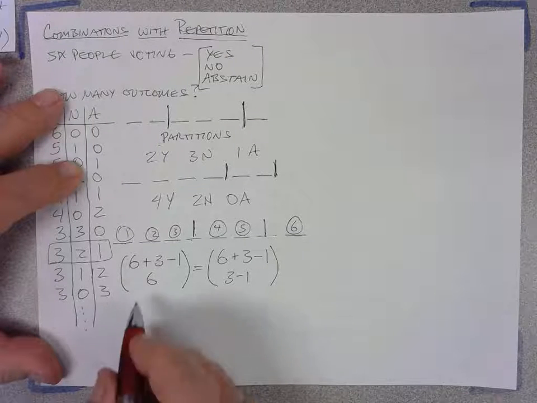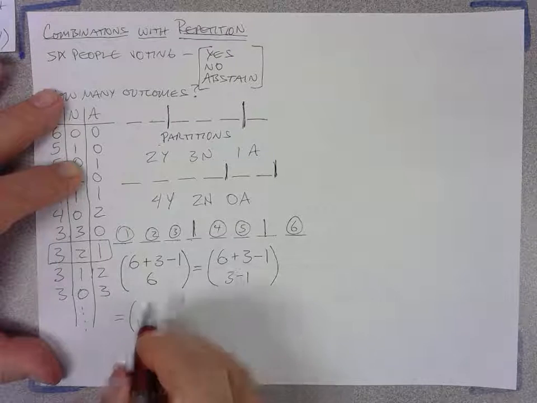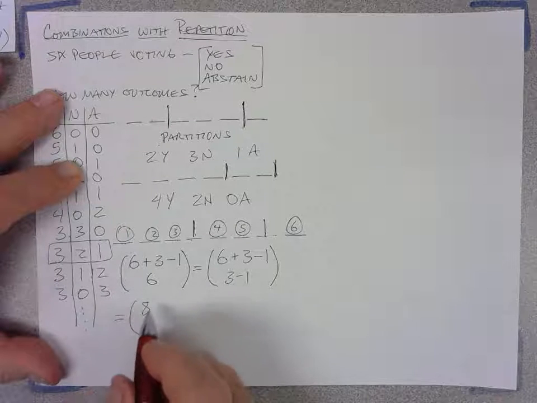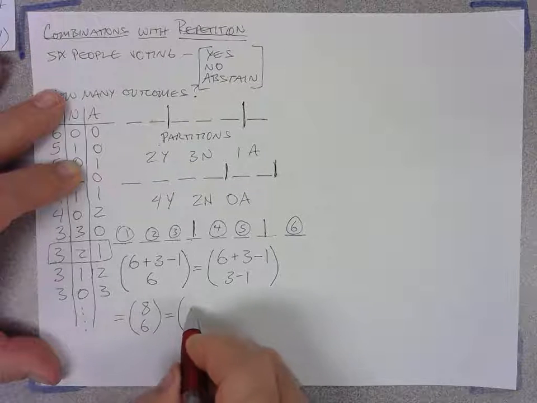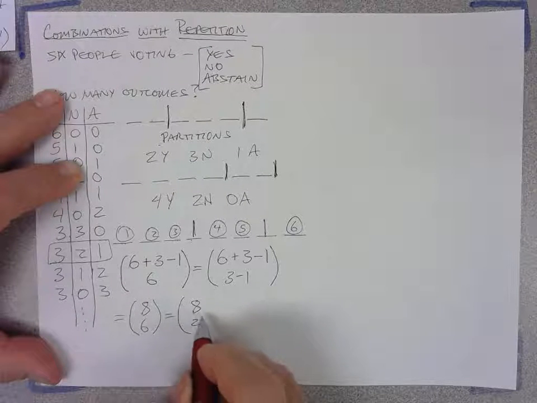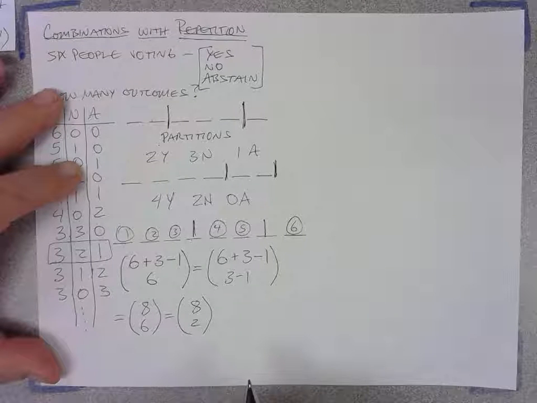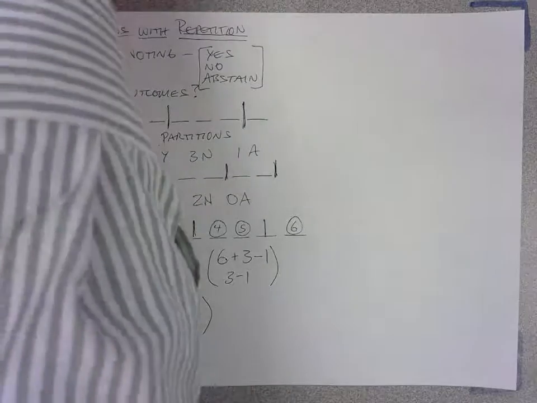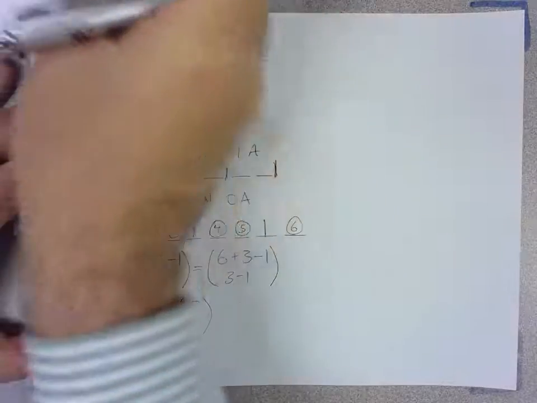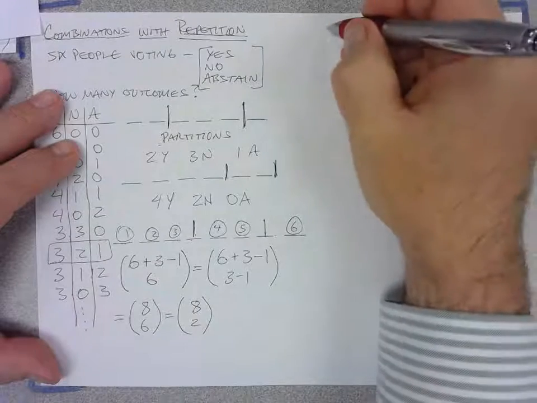This is going to end up being, if we calculated this out, just 8 choose 6, or 8 choose 2. And you know from the symmetry of Pascal's triangle that those are going to give you the same thing.